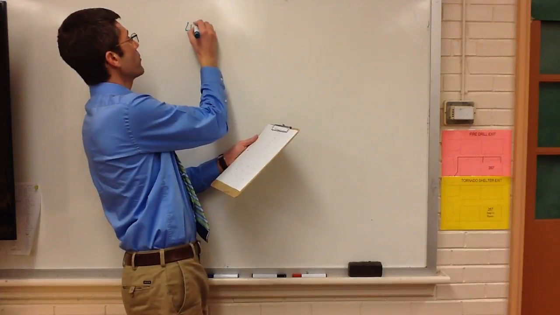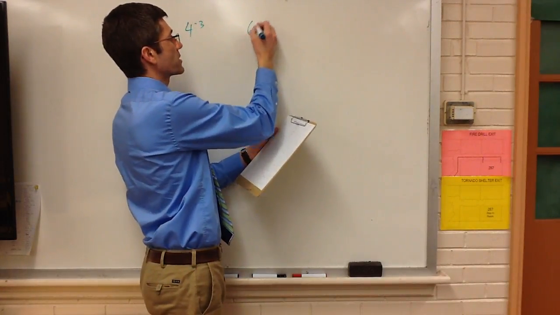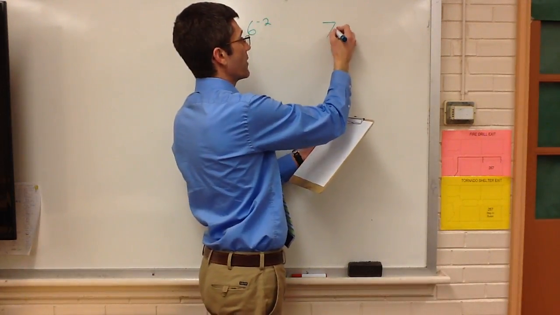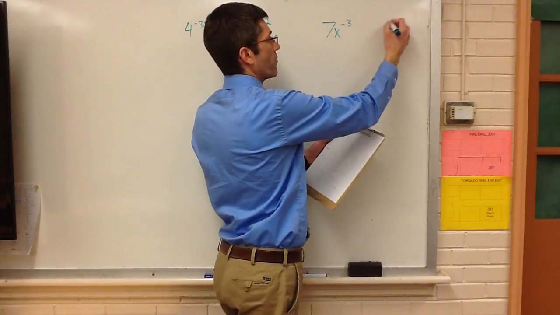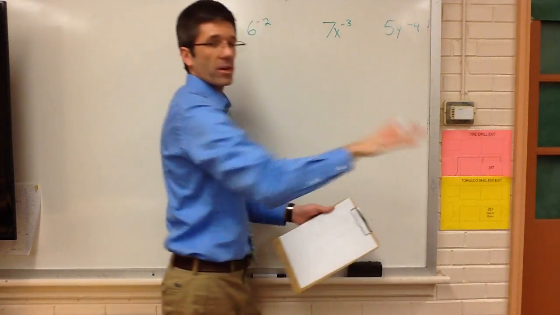I have 4 to the negative third. I have 6 to the negative 2. 7x to the negative 3. 5y to the negative 4. I'll write the other 4 in just a minute.